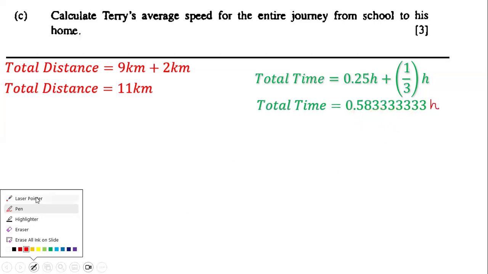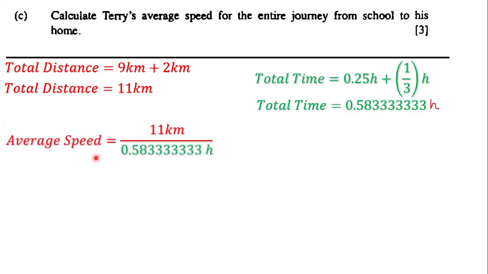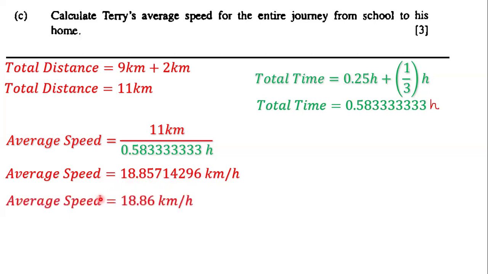Now what we need to do is divide. So average speed is equal to total distance divided by total time, which is 11 kilometers divided by this decimal. When we divide these two, we get 18.85714296 kilometers per hour. So that means that the average speed is equal to this decimal. But we want to express the average speed correct to 2 decimal places.